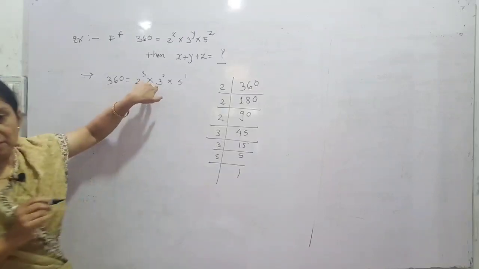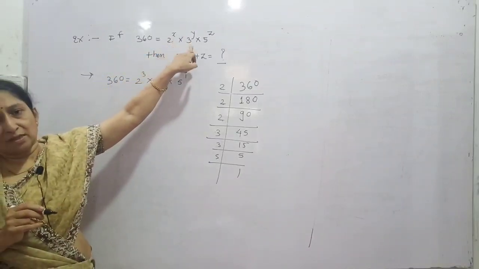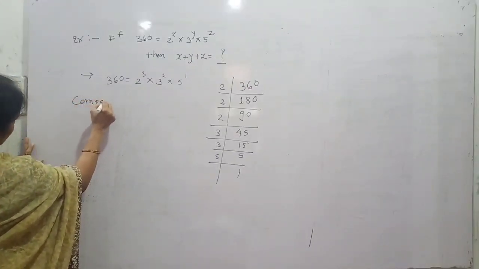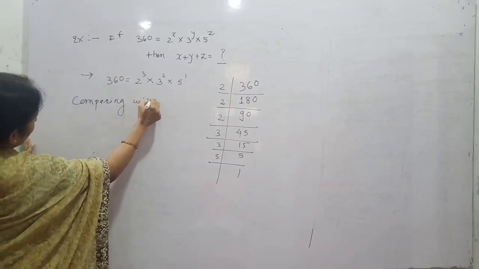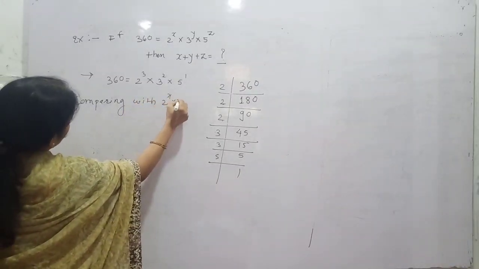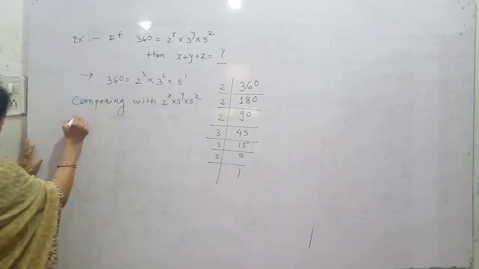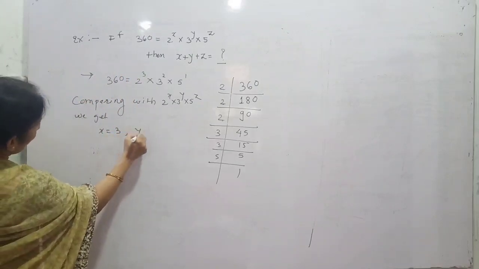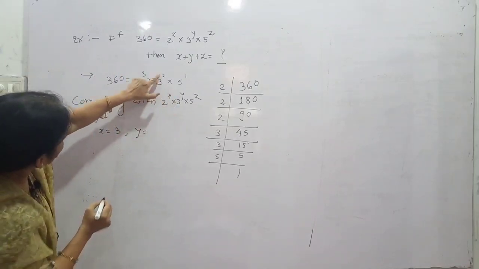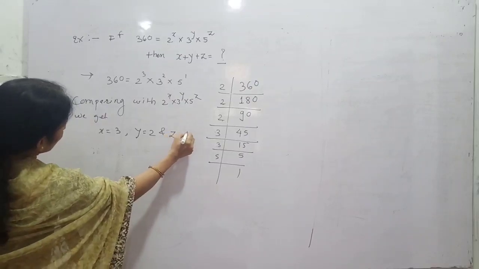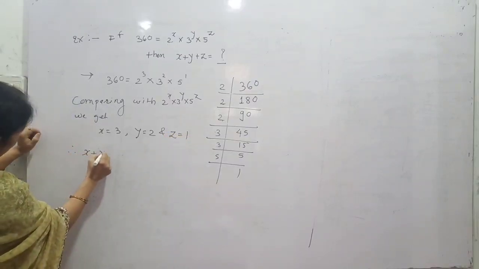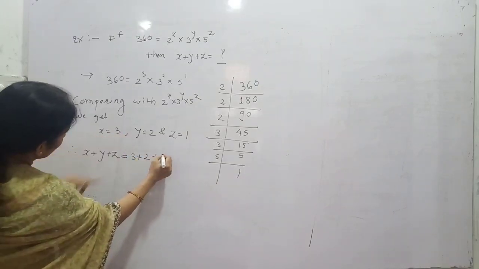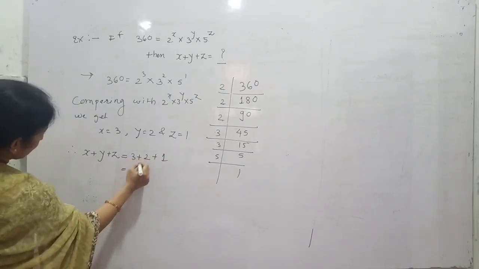Means if you compare this with 2 raised to x, 3 raised to y and 5 raised to z, we get x is equal to 3, y is equal to 2, since here it is 3 raised to 2, and z is equal to 1. Hence x plus y plus z is equal to 3 plus 2 plus 1, which is 6.